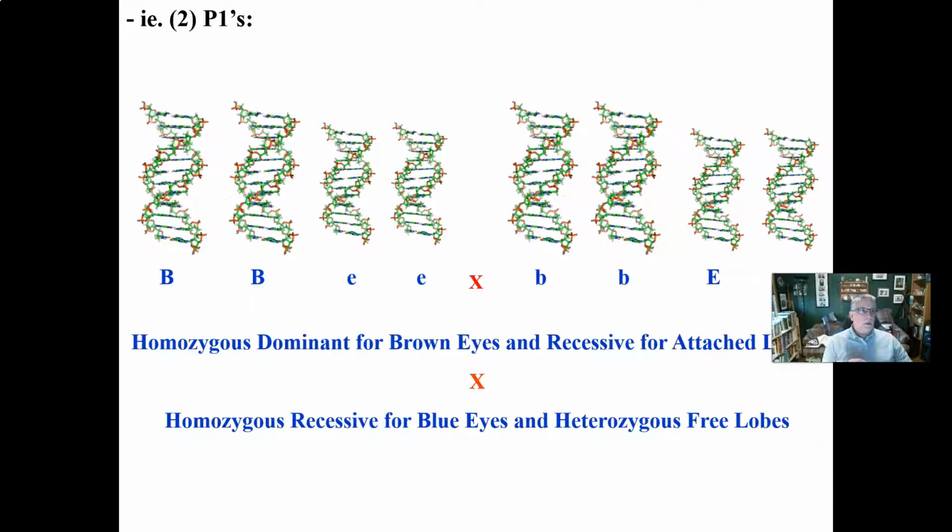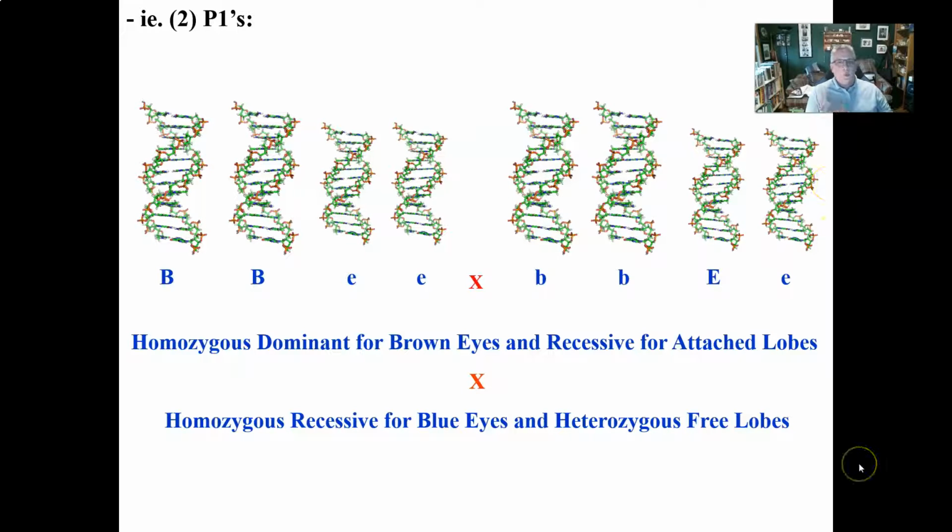So what would this look like as far as the words are concerned? I'm going to cross homozygous dominant for brown eyes and recessive for attached earlobes with homozygous recessive for blue eyes and heterozygous for free lobes. So again, instead of writing all this down, it's easier to put it in code. We're taking the wordage and converting it into code, into a genotype. This is why it's important you know the vocabulary.